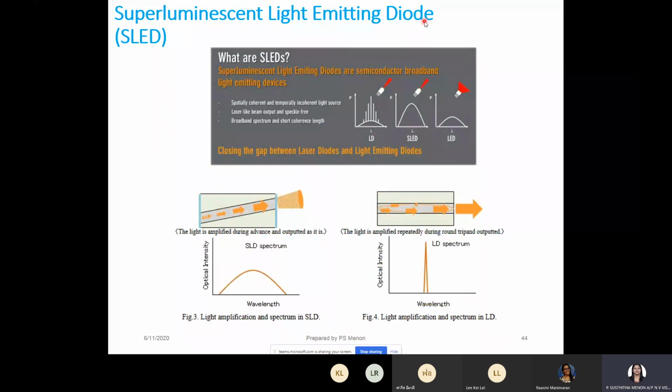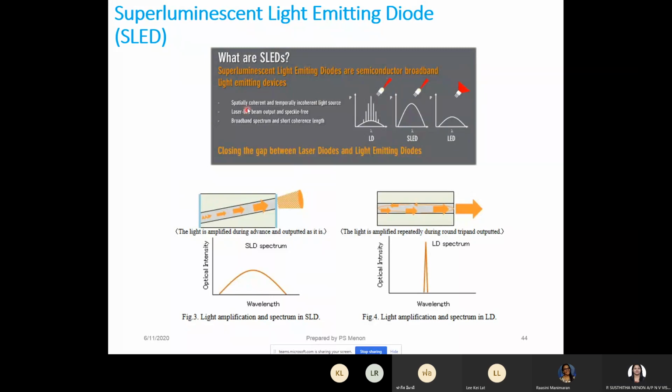Superluminescent light emitting diode. So this actually shows the intensity of light versus the wavelength. So for LED, you can see that it's quite a broad spectrum. And for laser, the laser diode, they are normally sharp spectrums. So what if you want something in between? So that's when you use superluminescent light emitting diode. So it's in between. That means the intensity is high, but the spectrum is broad. Here the spectrum is very thin, the line width is very thin. Here the spectrum is broad, but the intensity is very low. So you can see the emission of power here is very broad, and here is very thin.